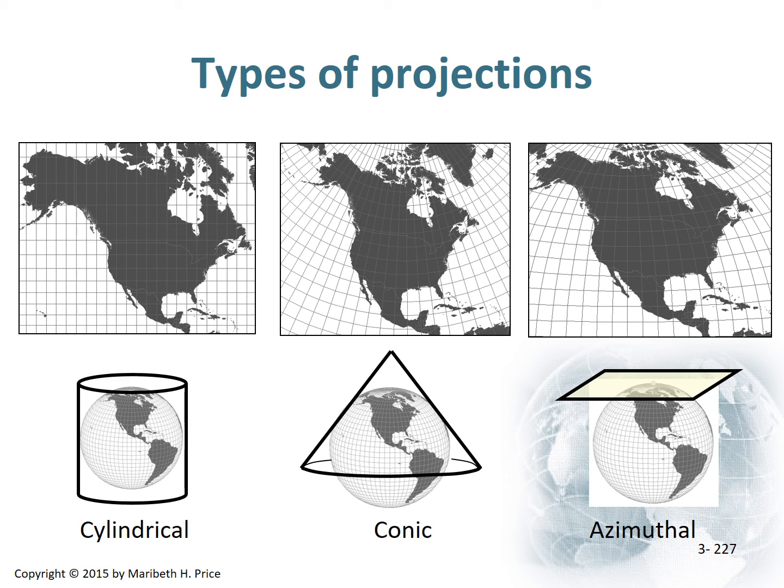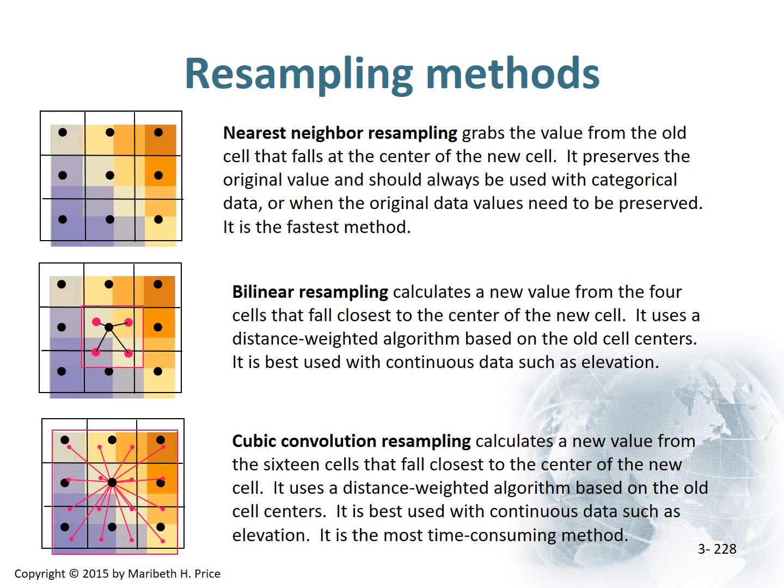You need to be able to explain the 3 basic types of projections and the 2 types of conditions that they exist in. In other words, cylindrical, conic, and azimuthal, and secant and tangent would be the conditions that each of these types of projections can exist in. You need to be able to explain this.